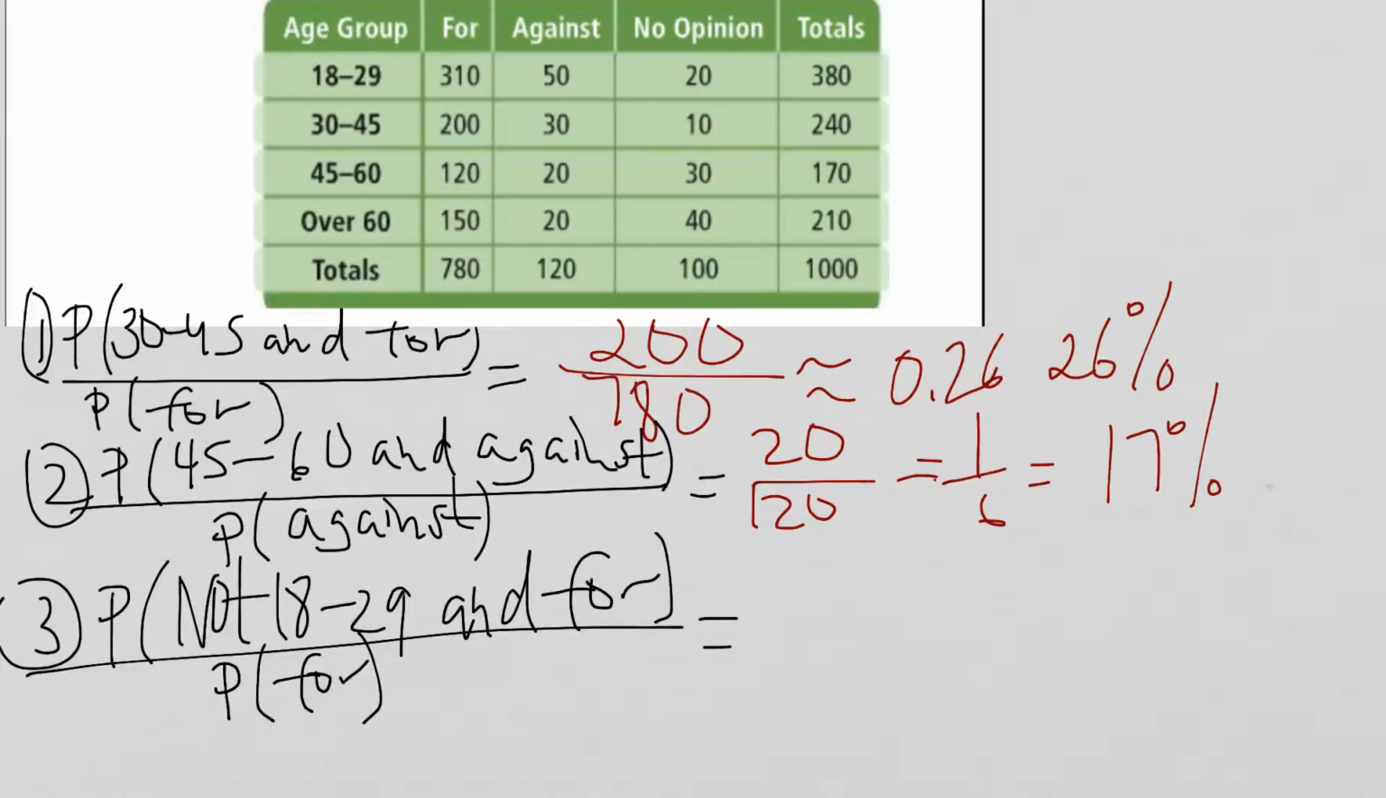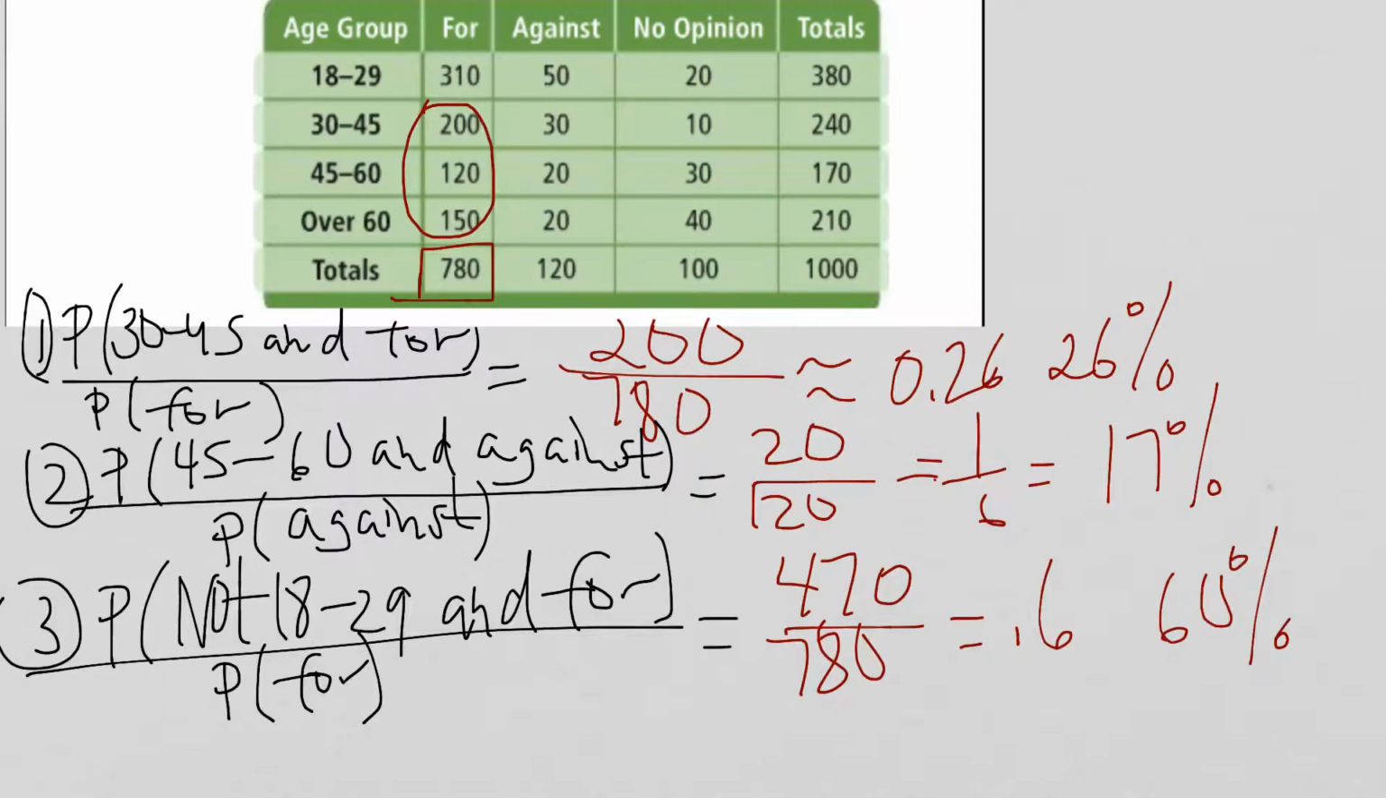Okay, so for the last one here, we're looking for the probability of not 18 to 29 years old given for the bill. So on the top, I'm going to find the probability of not 18 to 29 years old and for the bill. So let's take a look. Not 18 to 29, so that's everybody else. And for the bill, that's these 3 numbers here. So if I add up 200, 120, and 150, I get a total of 470, divided by the total amount of people for, which is 780. If I put that in the calculator, it becomes 0.6, which is 60% of the people.